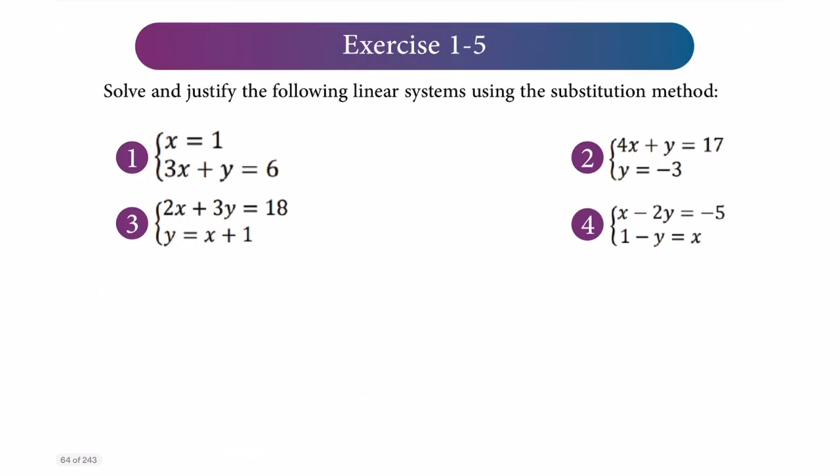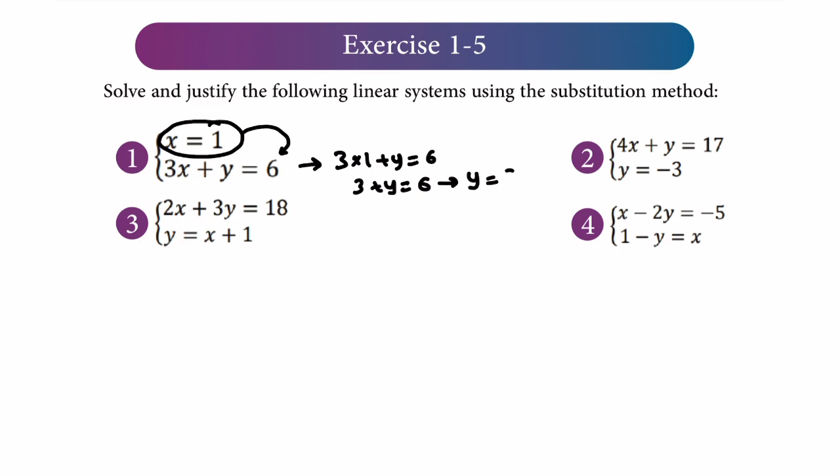For the first question, you just put this one in this question, and we already know what the x is. So we get 3 times 1 plus y equals 6. 3 plus y equals 6, and then y equals 3. This is the y and the x. So that's the value: 1 and 3.